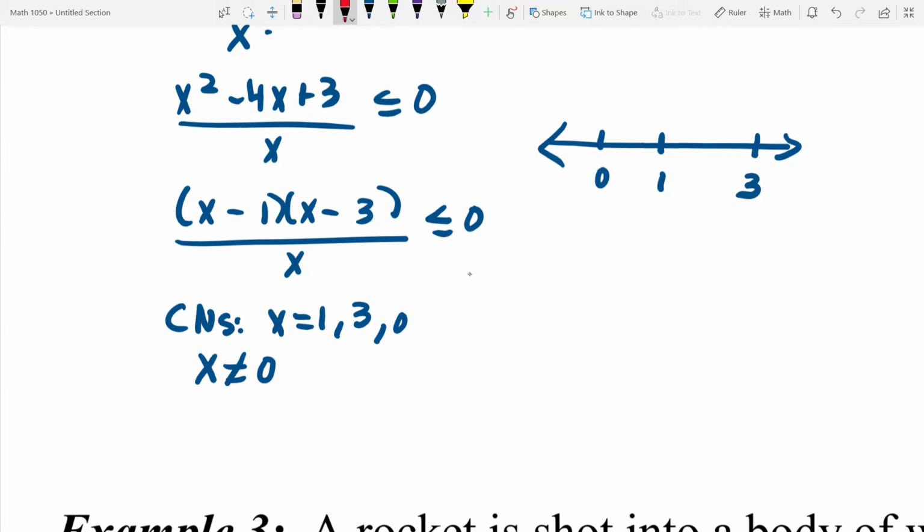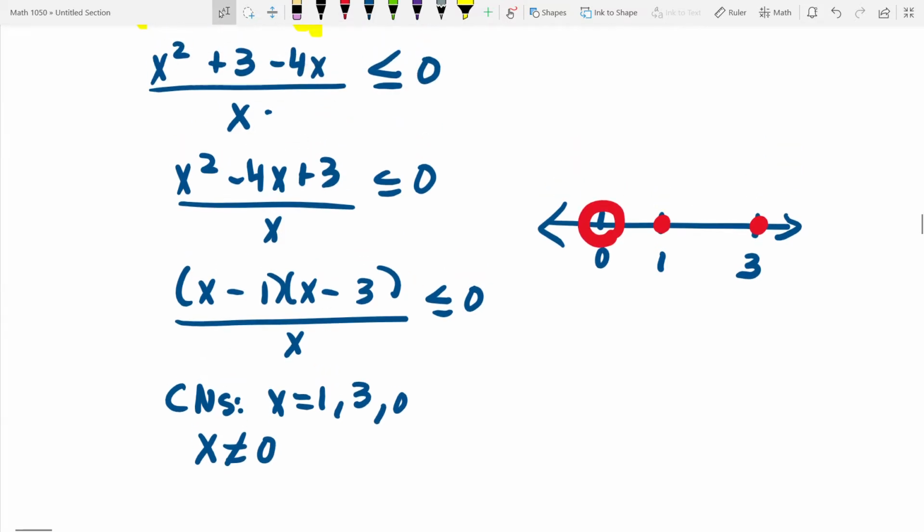X cannot be 0, so that's open. 1 is closed, 3 is closed. Left side, -1. If I were you, I'd probably choose right here to put it in.